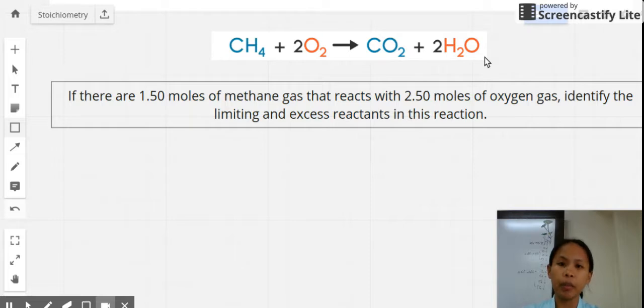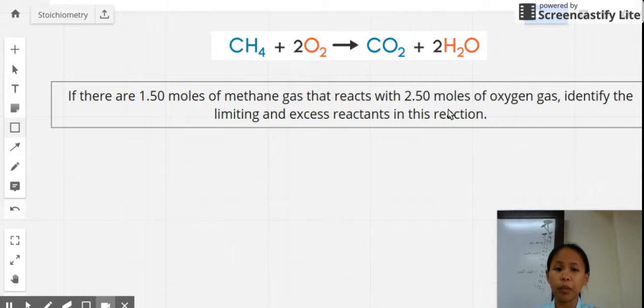Every time you're dealing with a limiting and excess reactant problem, you would expect to have two or more given values, that is, two or more reactants in the problem. Because with limiting and excess, you can't have one substance as both the limiting and excess. There should be two or more reactants that will be considered your limiting and excess reactants in the reaction. So in this problem, you have 1.50 moles of methane gas that reacts with 2.50 moles of oxygen gas.